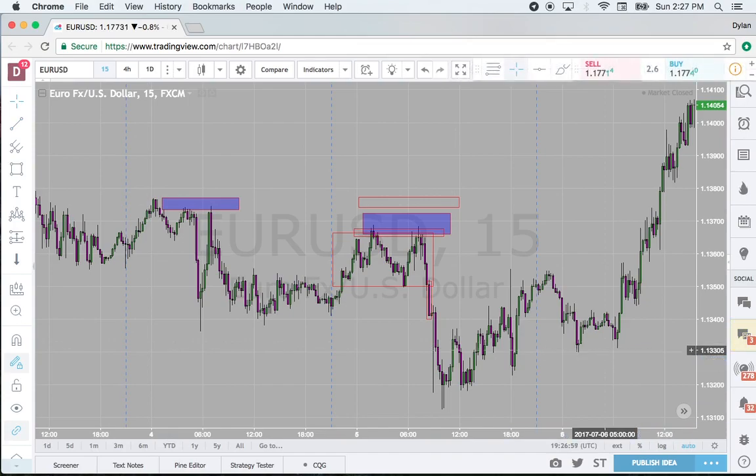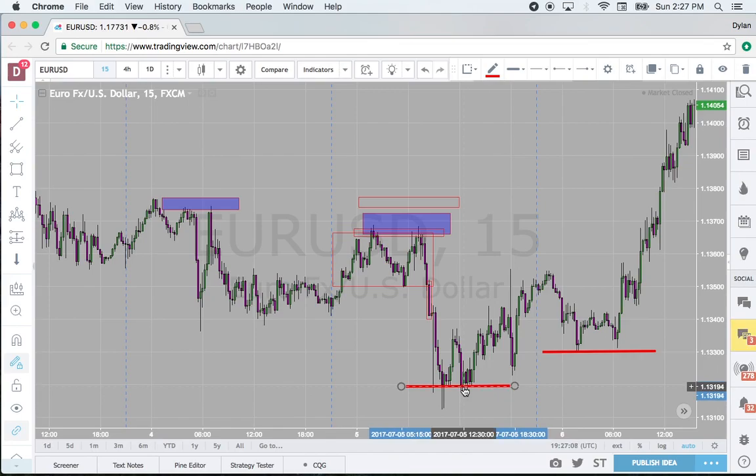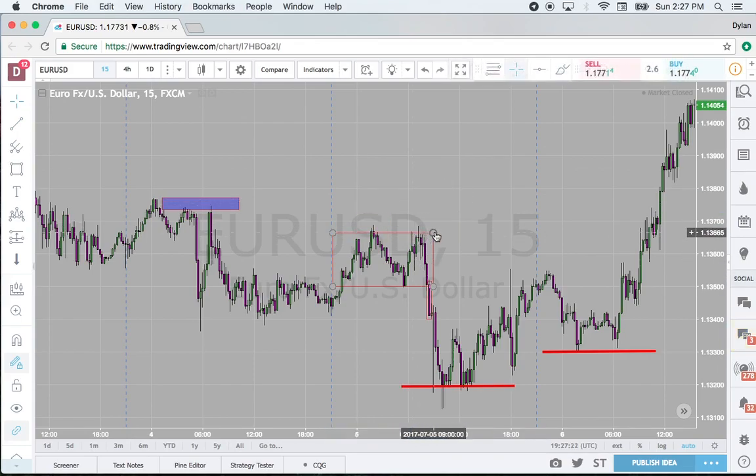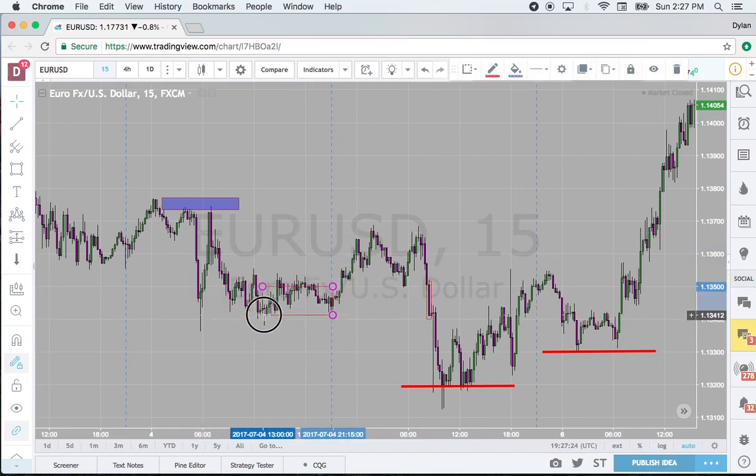You could have taken this, could have taken this W formation as well, going with the trend. Perfect example of the daily structure. Perfect, absolutely perfect play out of the daily structure in Forex.